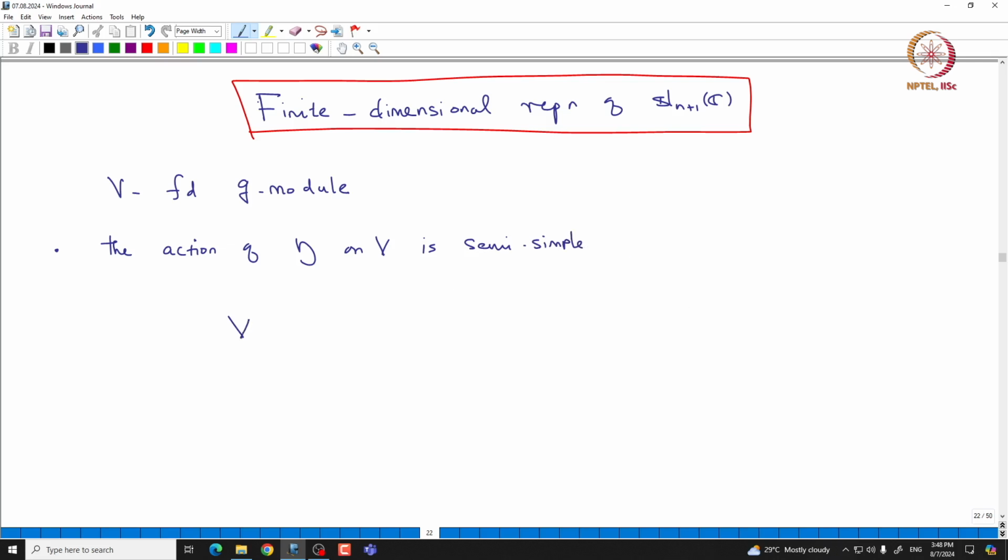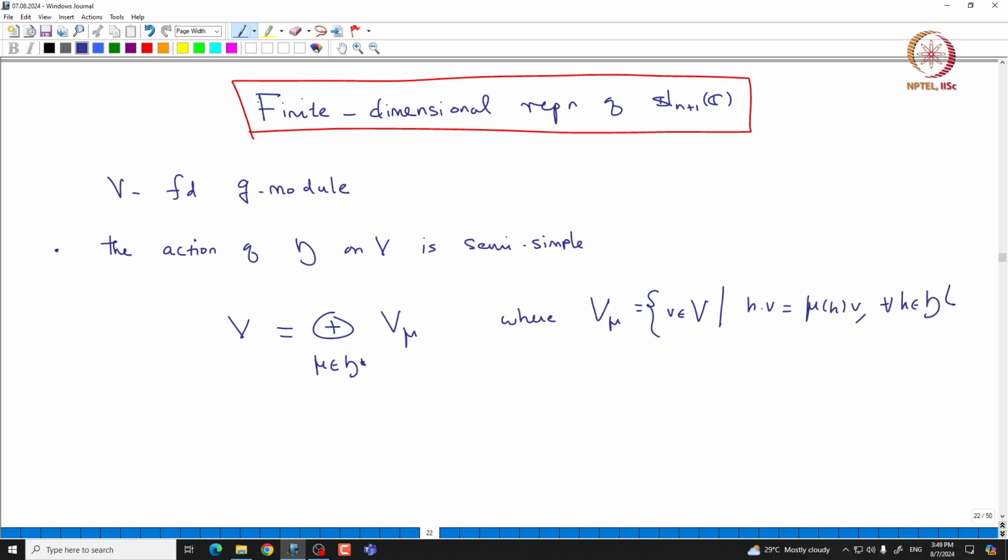In particular we can talk about the weight space decomposition. We can write V as the direct sum of V_mu, where mu comes from H star, and V_mu is the simultaneous eigenspace, given by those vectors in V such that when you act by h on that vector, you get mu of h times the vector, for all h in H. So, we have this decomposition.